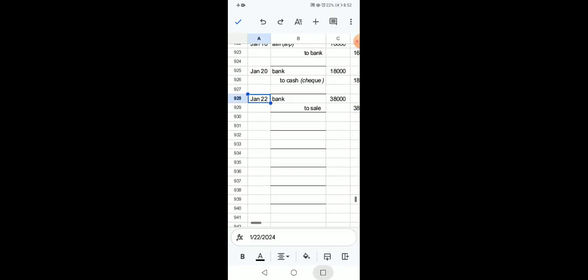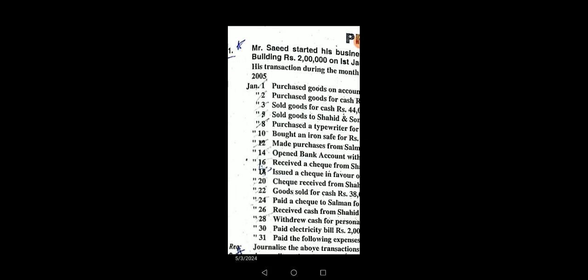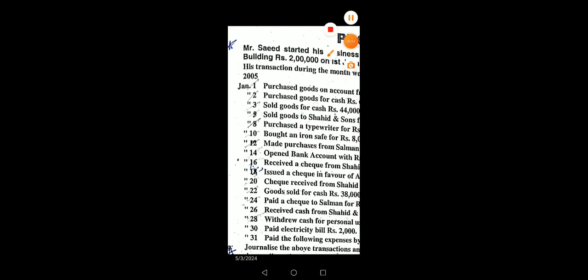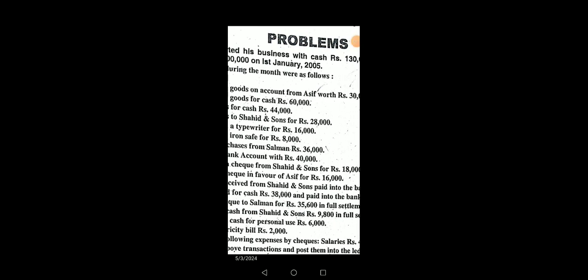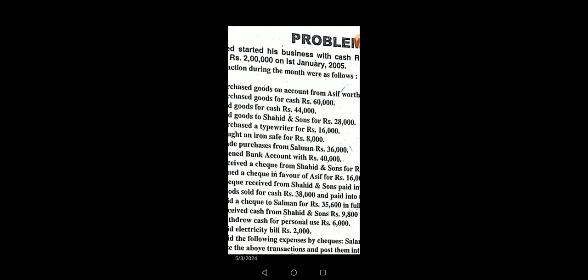January 22nd entry completed. Now let's see what the next entry is, and that is the 24th. Paid a check to Salman for 35,600 in full settlement of his account. So it means Salman is present somewhere in the upper side as well. You can see I have just seen Salman is here. So we will see how much amount was due.